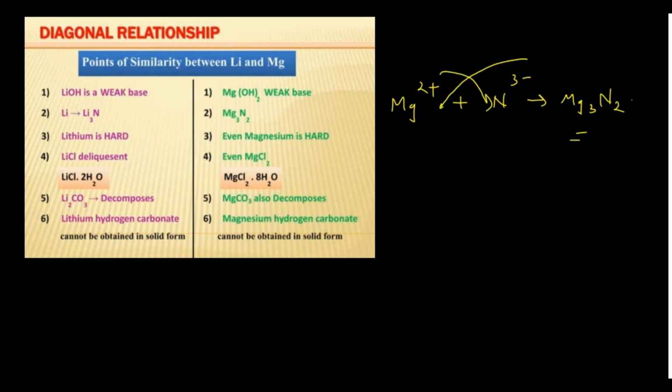Lithium is hard, and even magnesium is hard. LiCl is deliquescent, magnesium chloride is also deliquescent; it is dihydrated, it is octahydrated. Lithium carbonate decomposes, as I already told you, and magnesium carbonate also decomposes. Lithium bicarbonate cannot be obtained in the solid form, and magnesium bicarbonate cannot be obtained in the solid form. So these are the similarities.